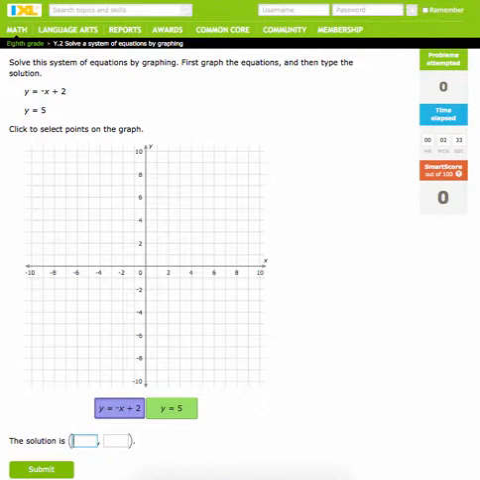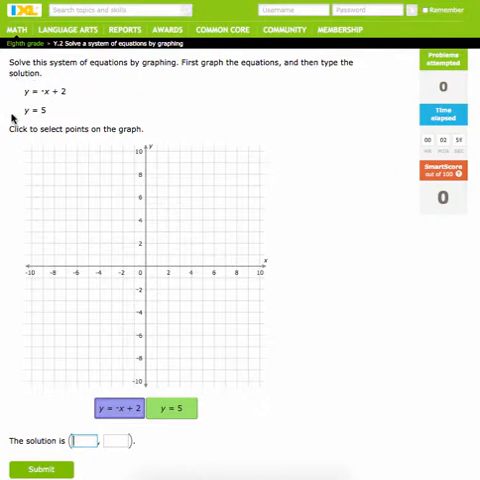I'm here to show you how to use the IXL math program to solve a system of equations by graphing. So here's the first problem we're going to take a look at. It says, solve this system of equations by graphing. First, graph the equations and then type the solution.